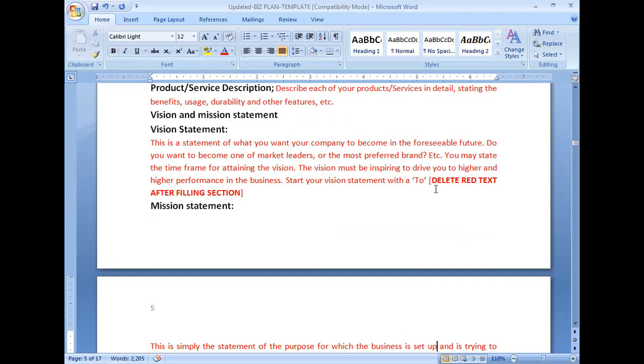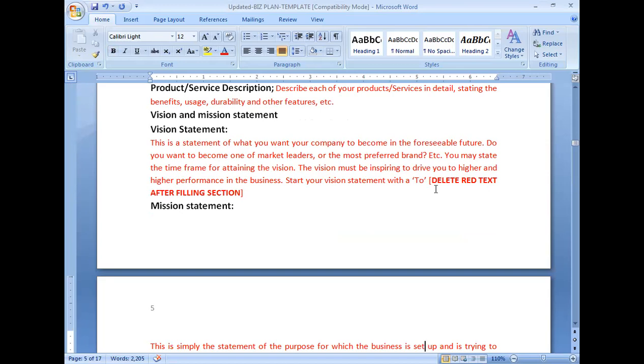Having said that, we now move to the vision and mission statement. Vision is talking about where you see the company in the nearest future. You have to be very, very specific. Your vision should not be ambiguous. And the mission statement is talking about how you intend to achieve your vision. So you also have to state your mission statement.